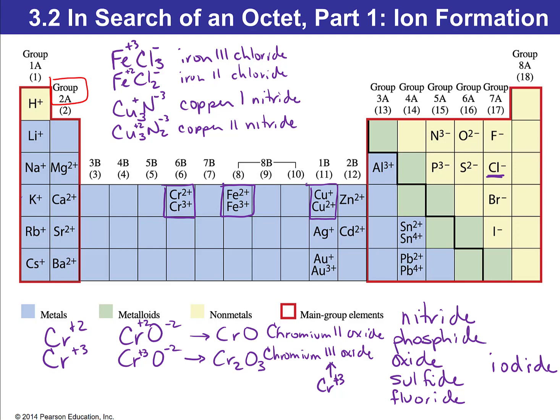The number on the top in front of the A for the nonmetals, you just have to figure out how many does it gain to make that 8. So take the group number -8 in order to figure out what the negative charge is for nitrogen, phosphorus, oxygen, sulfur, all those nonmetals over on that far right side.